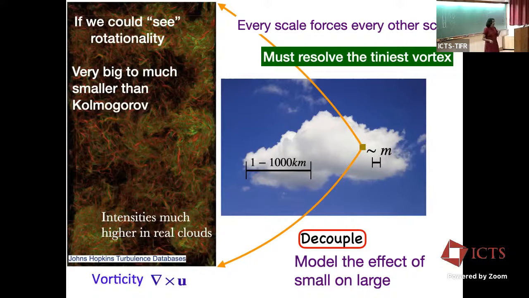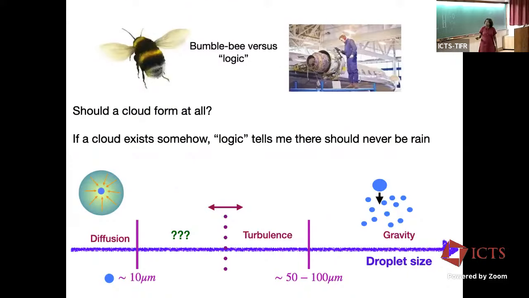So in order to understand rain formation, this is the question we're going to answer now. If the cloud exists somehow, tell me how I'm getting rain, and how does turbulence help this process. So that is, from 10 micron to grow to 100 micron, you need turbulence. So this is the moral that we are talking about.